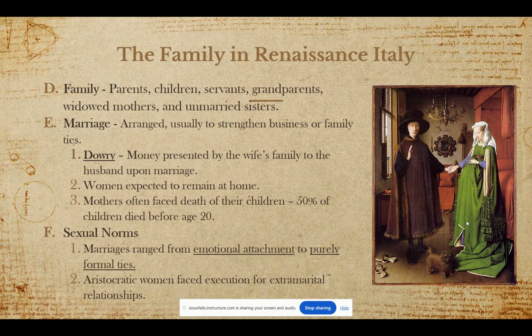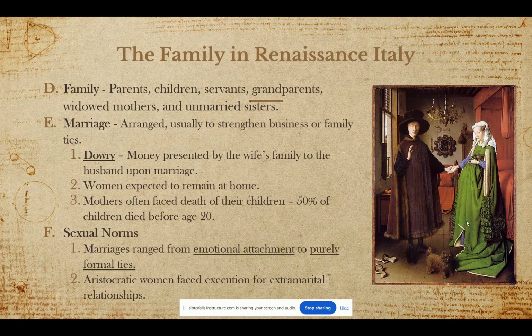If you had a young daughter and you wanted to marry her off, you would have to attach a dowry to her, which was kind of a financial package to make her appealing. And if you were a son, you were usually, like we said, married off to somebody that would improve your social status in society. Women were expected to remain at home.